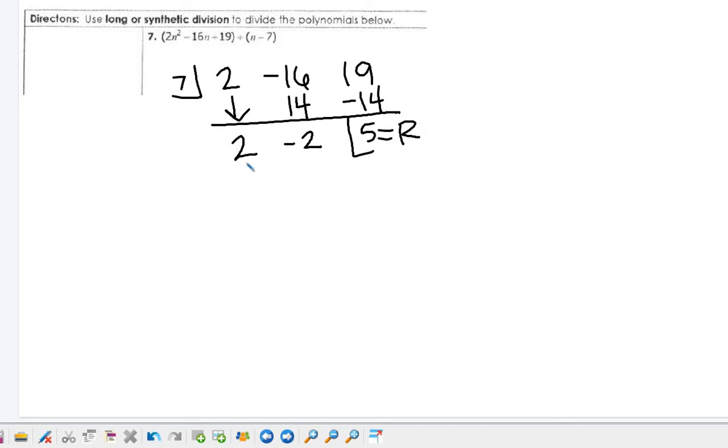So this would be drop by 1 degree. So it started as a quadratic. So drop by 1 degree. So this is an x. So we have 2x minus 2 plus 5 over, oh, it's not an x, sorry. 2n minus 2 plus 5 over n minus 7.